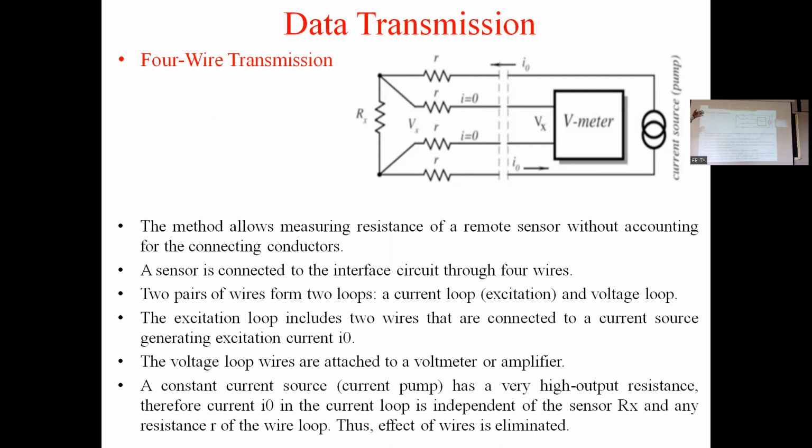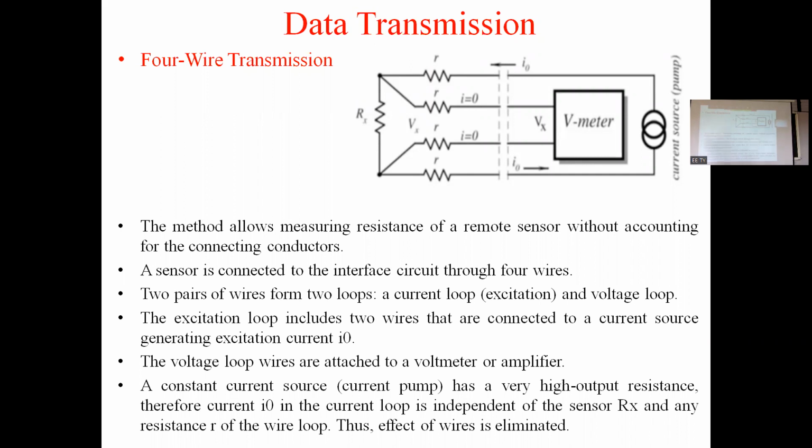Current generating source has a high internal impedance, असं म्हणतोय आपण. So with high internal impedance, the current is low, and in the current loop it is independent of the sensor resistance Rx. आणि तो जो काय current असेल, this current is independent of the resistance of Rx. Rx resistance ला independent असेल.